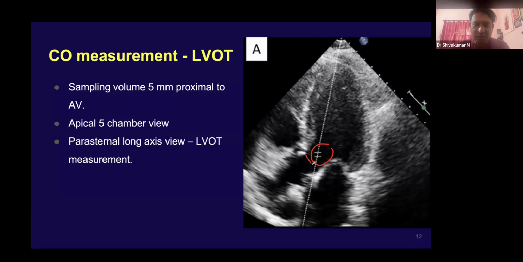You can see that the aortic valve is somewhere here. Just below the aortic valve, towards the LV, you place the Doppler sampling volume. We measure pulse wave Doppler and you get the waveform, and then you calculate the VTI. So you measure the VTI from the waveform in the apical 5-chamber window.